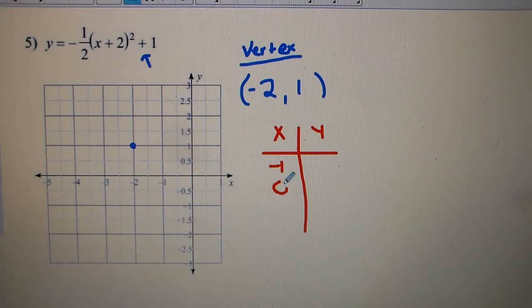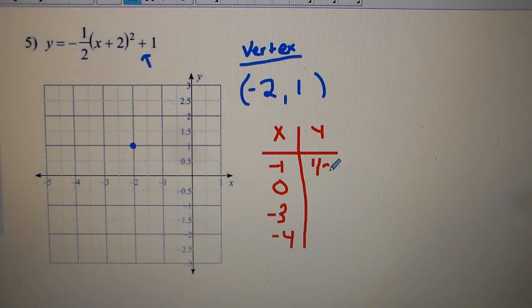So I write negative 1 and 0. And the two numbers to the left are negative 3 and negative 4. So I do negative 3 and negative 4. We're going to plug each one of them in. Negative 1 plus 2 is positive 1. Positive 1 squared is 1. 1 times negative a half is negative a half. And negative a half plus 1 gets you a half.